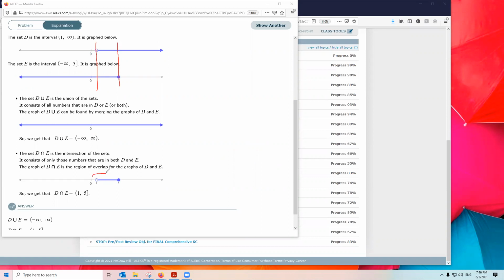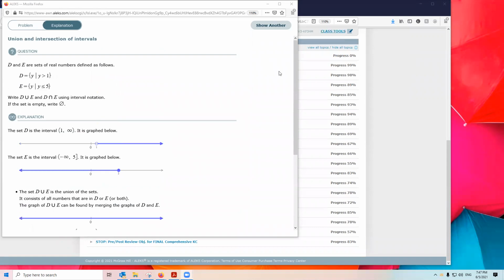Well, here's the answer then for the intersection. But we have to write this in interval notation. So I'm going to write it as 1, 5. If you remember, when you see a solid dot, you put a bracket. When you see an empty dot, you put a parenthesis. All right, so you have to really be on the lookout here for the difference between union and intersection. Union, you merge the graphs together. Intersection, you look for where the graphs are overlapping each other.